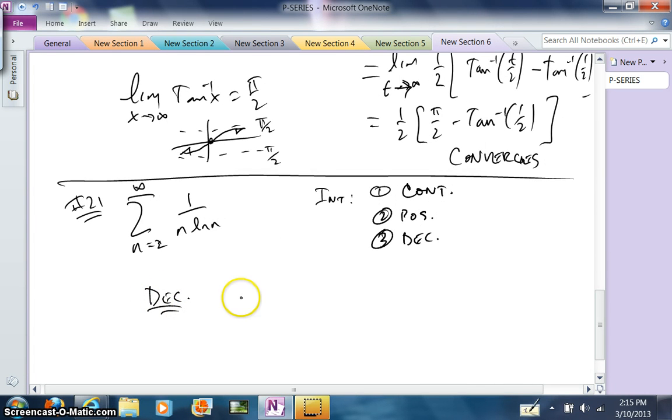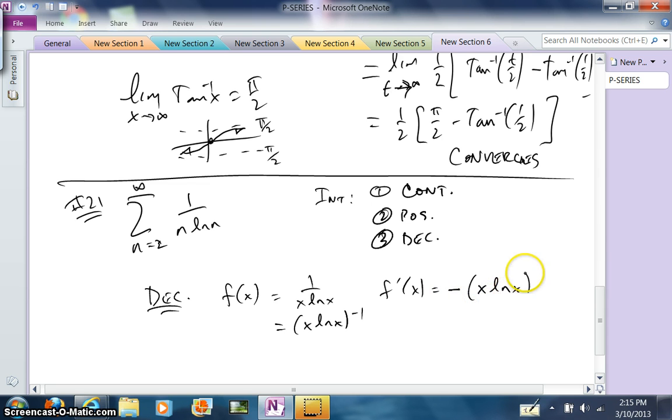So for the decreasing, I'm going to look at the function f of x equals 1 over x ln x, just to have a continuous variable there. And I'm going to write the derivative f prime of x. Before we do that, let's write it as x ln x to the negative 1 power. Now let's do the derivative. We get negative x ln x to the negative 2 times the derivative of x ln x, and I have to use the product rule for that.